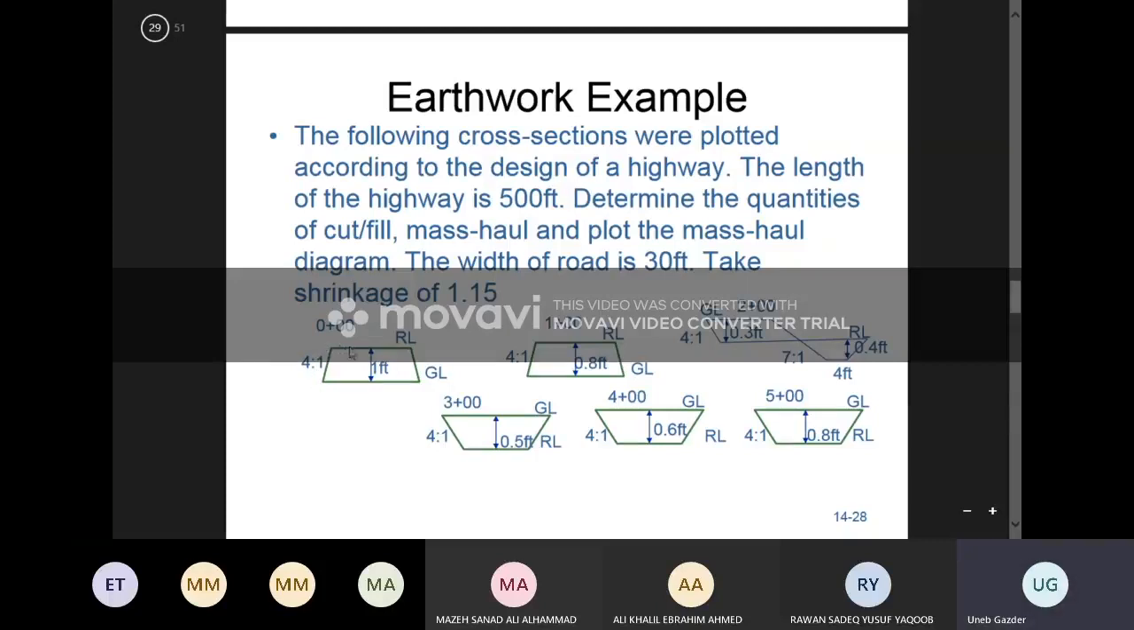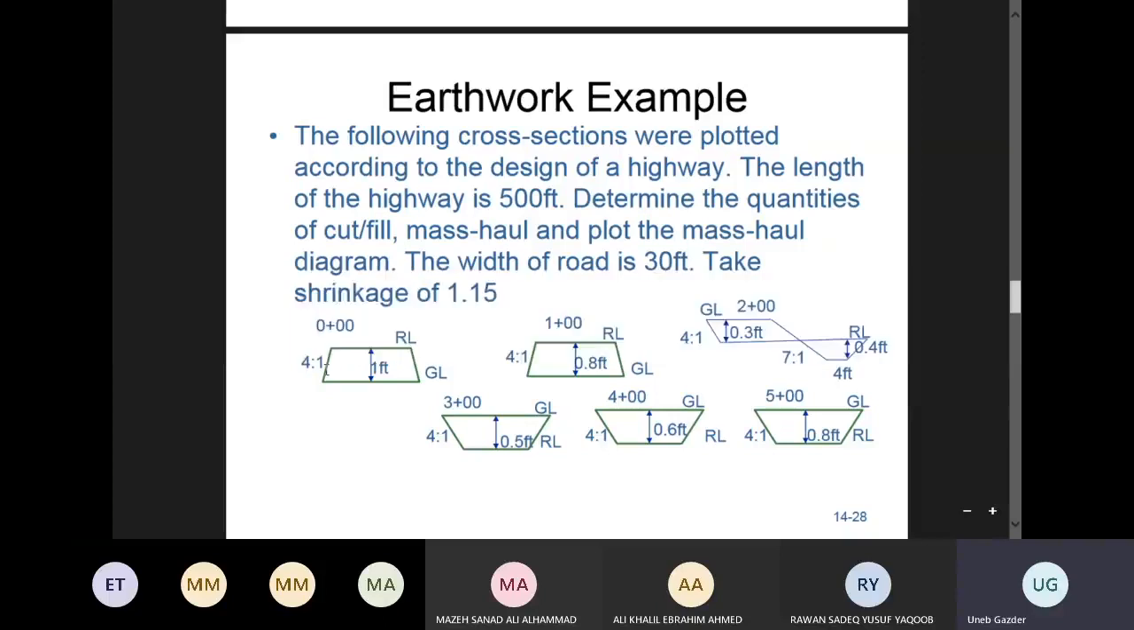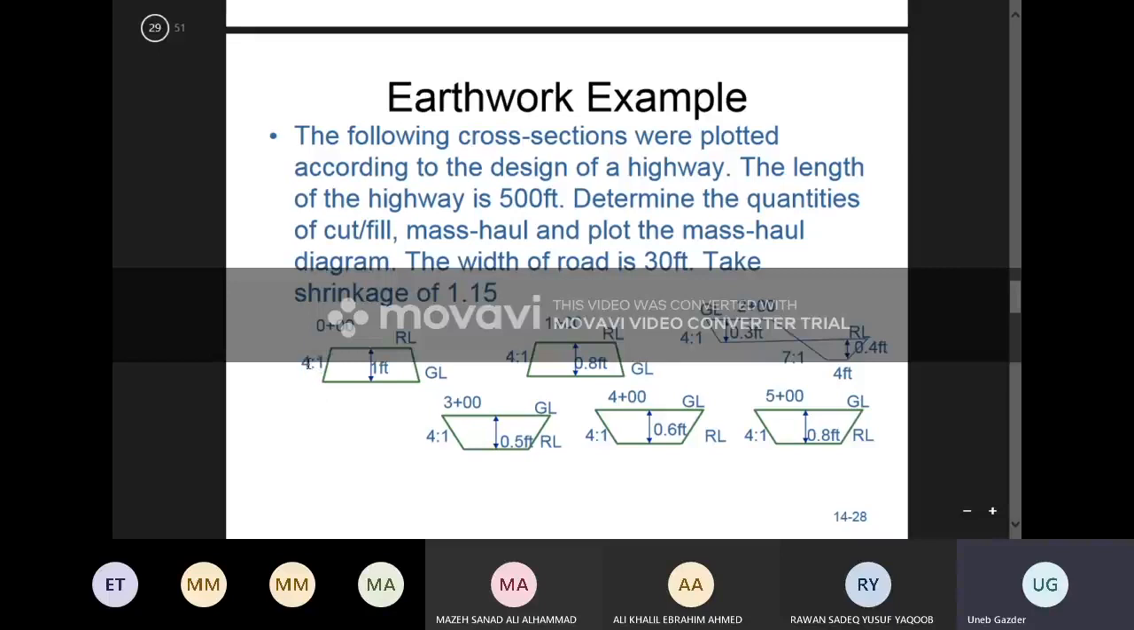This is what we call the side slope. Whenever you are joining the road level with the ground level, you have to provide a slope for stability, and that slope is known as a side slope. The value of the side slope is given as 4:1, meaning for every 1 foot difference in elevation, the distance will increase by 4 feet.